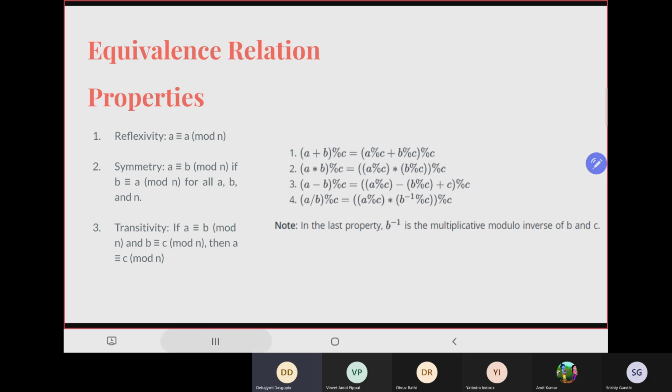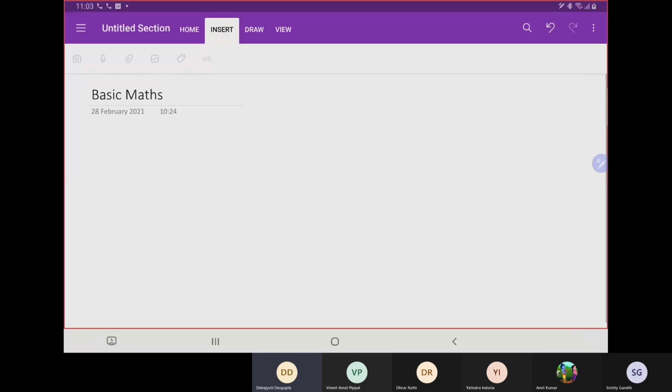I guess I have not described this. Hope you are able to see my notes. I will share the notes. If you are not able to see the screen, just tell me once.